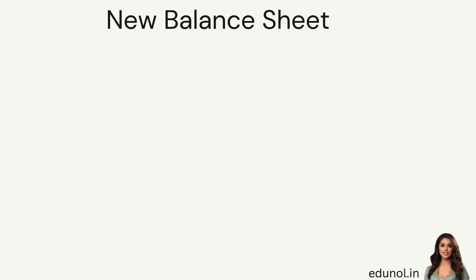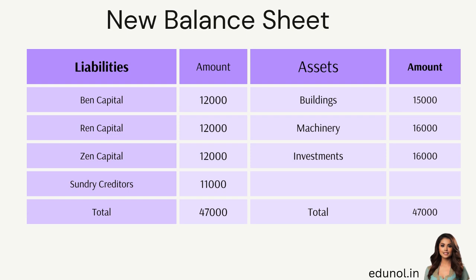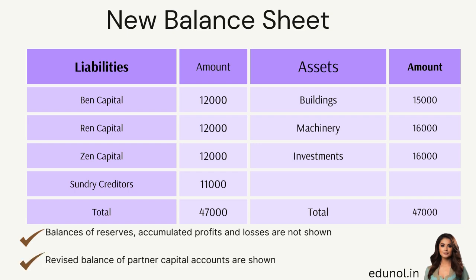The new balance sheet after making the adjustment for reserves, accumulated profits and losses will be as follows. Please note that the balance of reserves, accumulated profits and losses are not coming in the new balance sheet. The revised balances of partner capital accounts after making the adjustment are appearing in the new balance sheet.